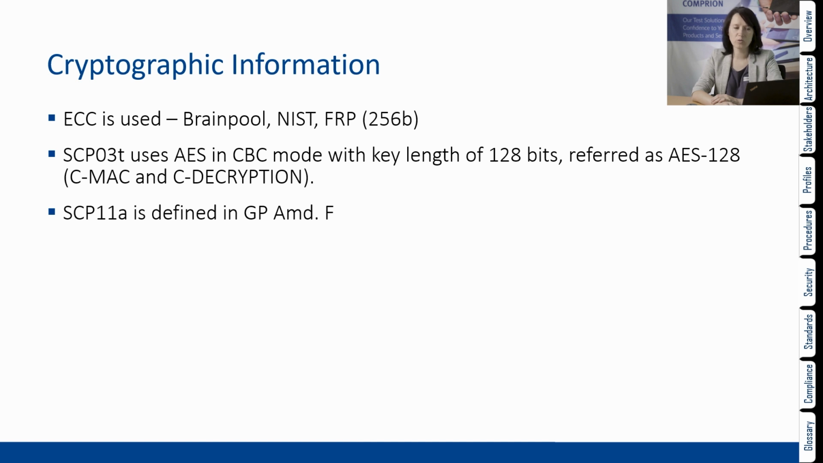The elliptic curves are used as Brainpool curves, NIST curves, and FRP curves with 256 bits. The SCP03t, what is behind it? This is actually AES in CBC mode with a key length of 128 bits, referred to as AES-128, with CMAC and C-decryption. The SCP11a protocol, which is used for the key establishment, is defined in GlobalPlatform Amendment F.